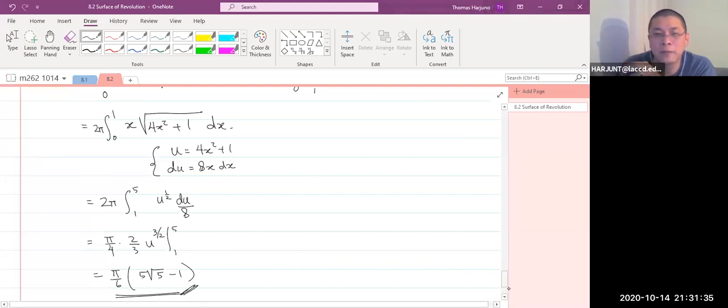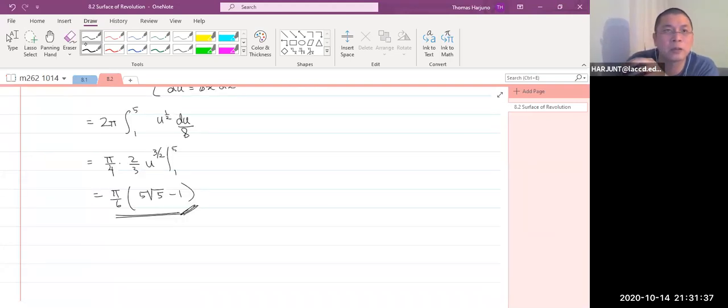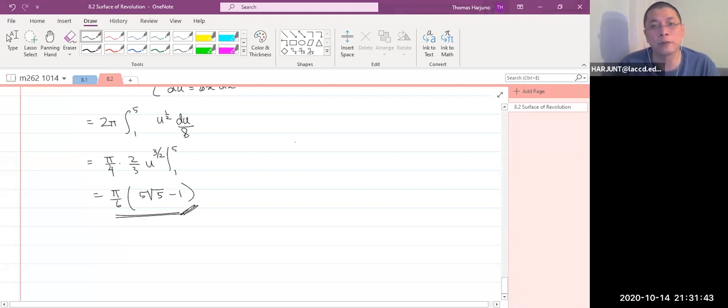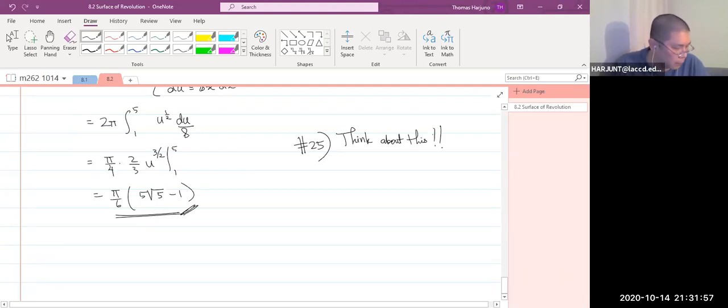Number 25 has a very special geometric interpretation. Number 25, that's kind of strange. Think about this. You try to do it, okay?